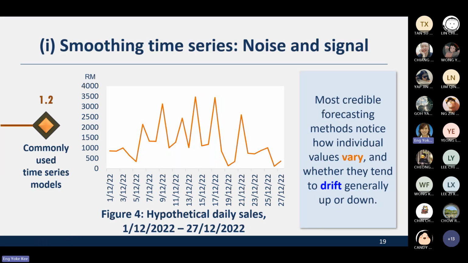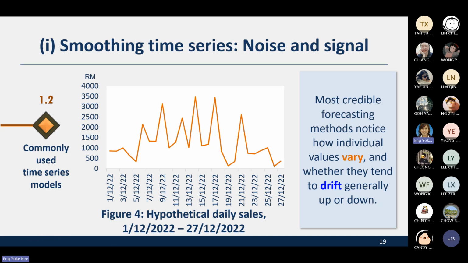Okay, so let me cover the first one. So then off we go. So first one is smoothing time series data, right? So noise and signal. So grab these two concepts. Noise and signal, right? Noise means chaos, or volatilities or fluctuation, right? Signal means what? Signal means the direction. Okay, so you're looking at the data. Let's say you have a sales data like this. It's a daily sales, right?